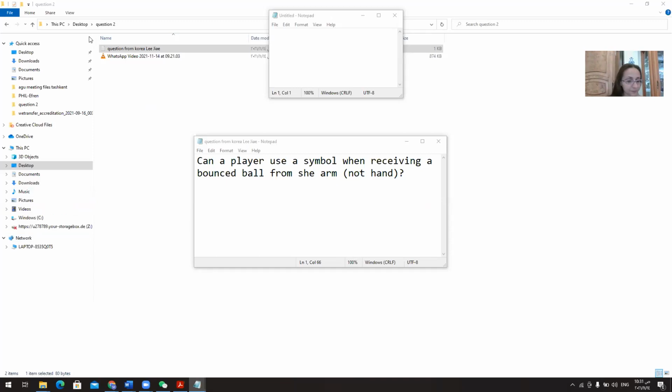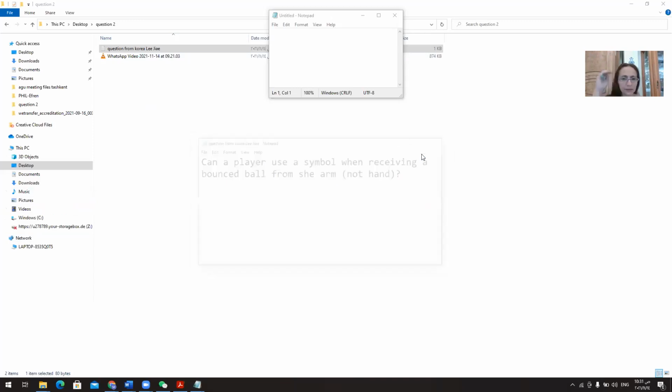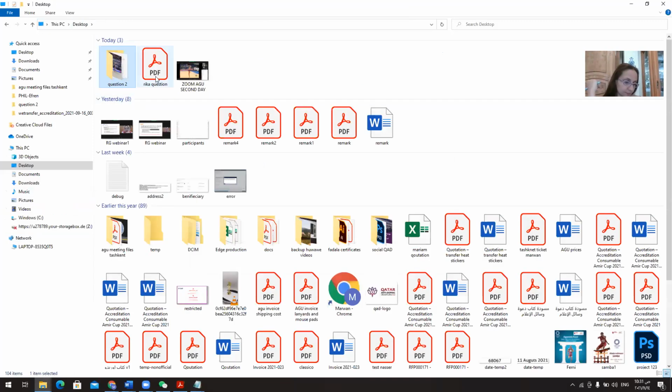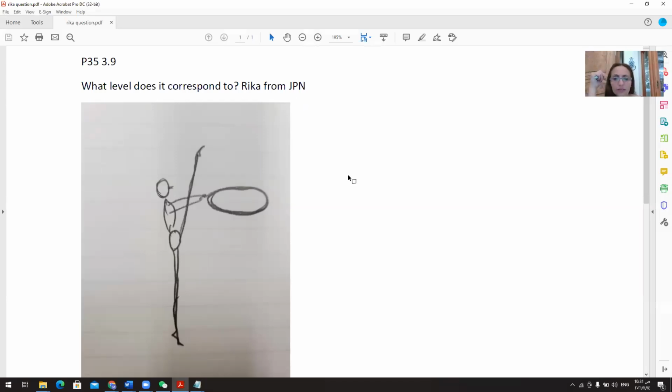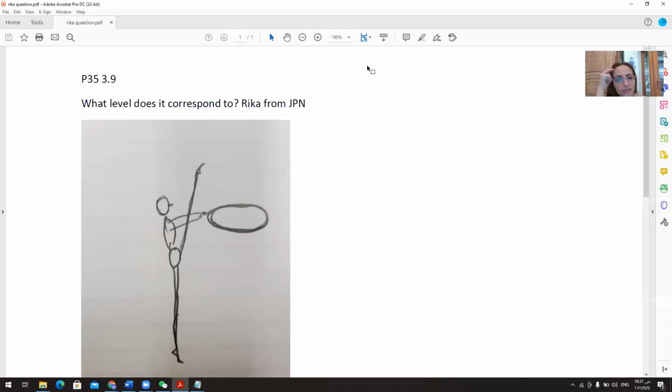Okay, so we go for second question. Yes, please. Okay, so second question. This is question from Rika from Japan. She's asking, what level does it? I already answered her. Yeah, so it's already. So this is the only two questions I have. So let me check. There is some messages on WhatsApp if somebody sent to me. Okay, it's okay. So it's done. So it's yours, Noha.